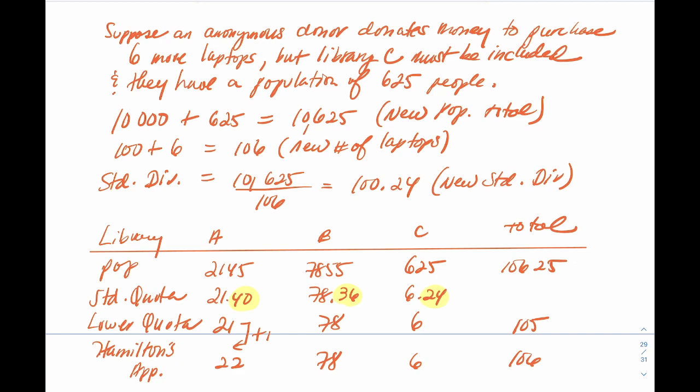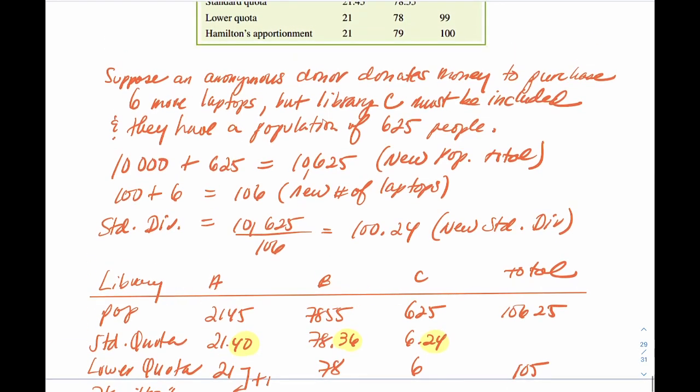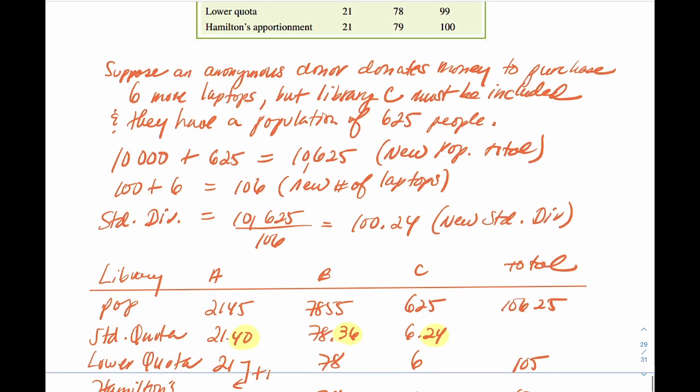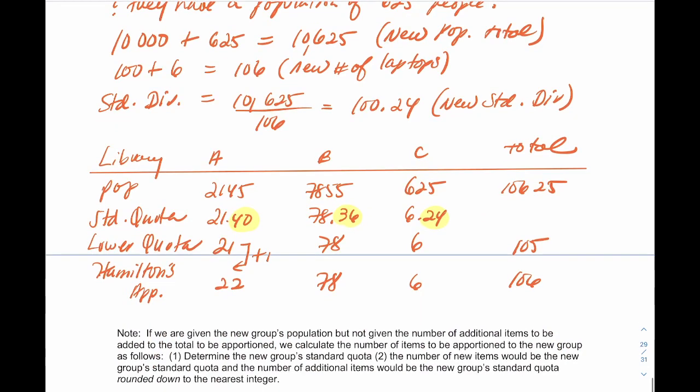Okay. So if you compare this chart with the one above, what do you notice happened? Not only should you see that A gained 1, more importantly, B lost a laptop. So they were apportioned 79, and now they have 78. And this is called the new states paradox. So library B ended up losing a laptop.